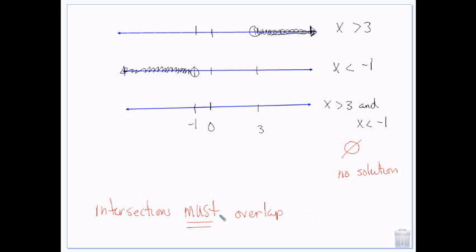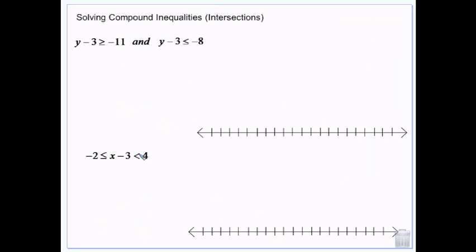Okay, and these are the word and. Now, sometimes they don't actually use the word and, that's when you get in a situation where it's in compound form like this. But I'll show you how to solve these in a second. Okay, we have y minus 3 is greater than or equal to negative 11 and y minus 3 is less than negative 8. Okay, so it's got to be true for both of these statements.